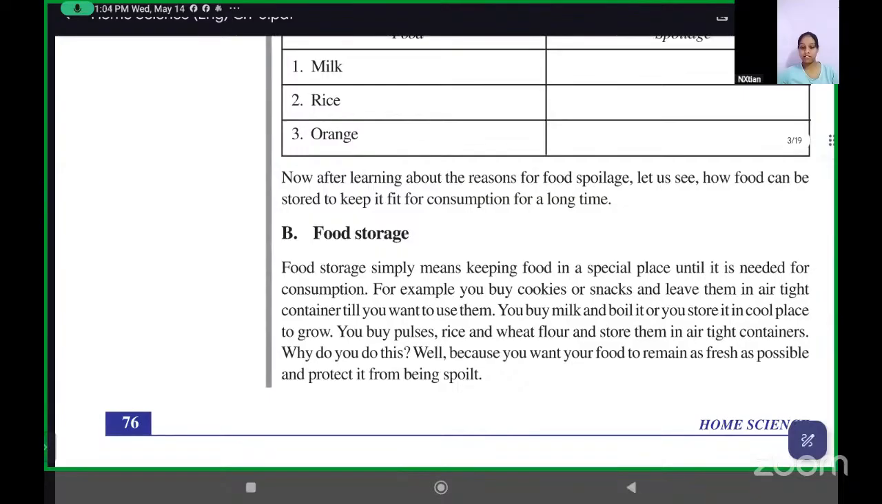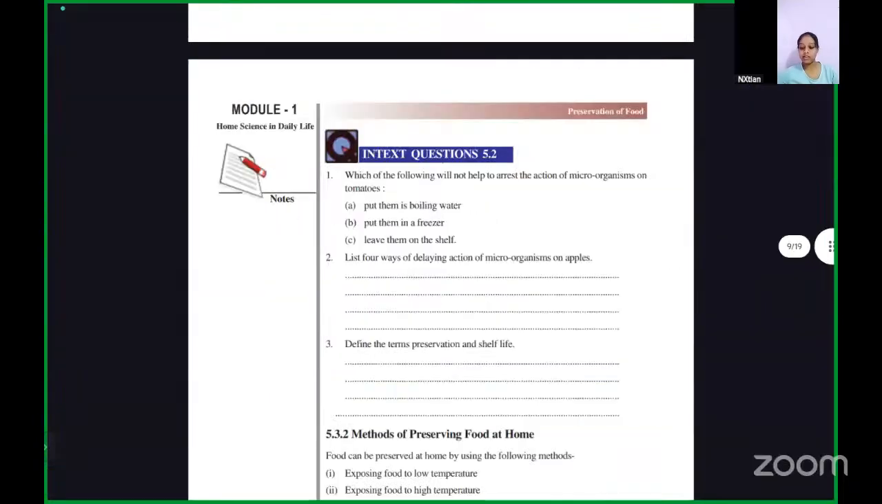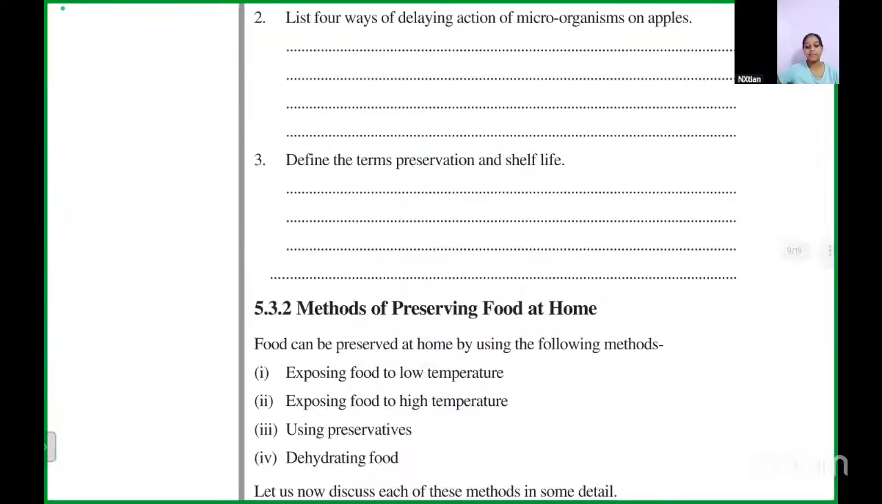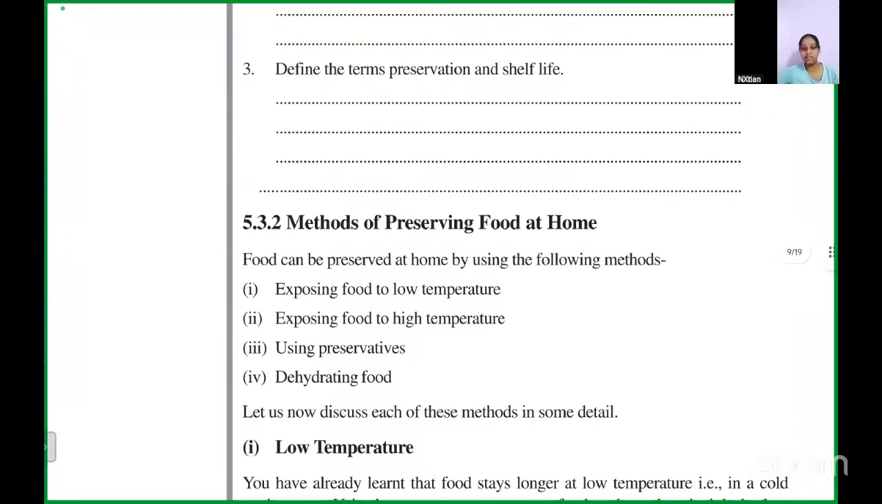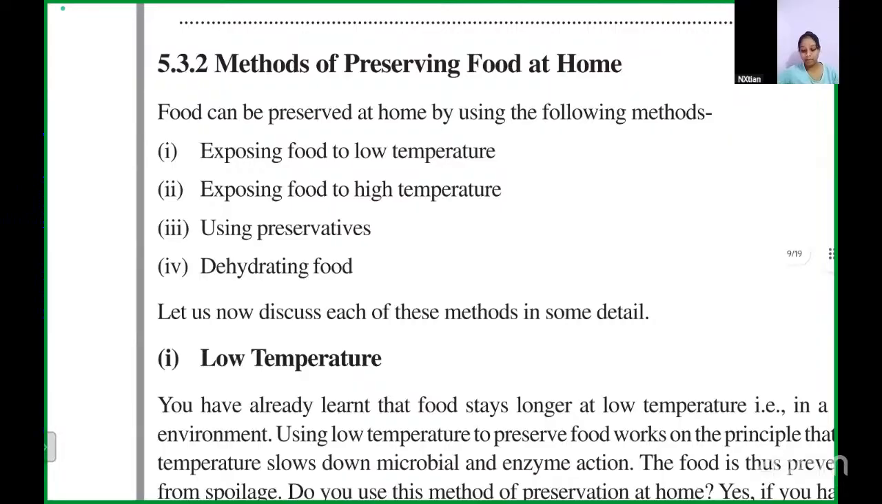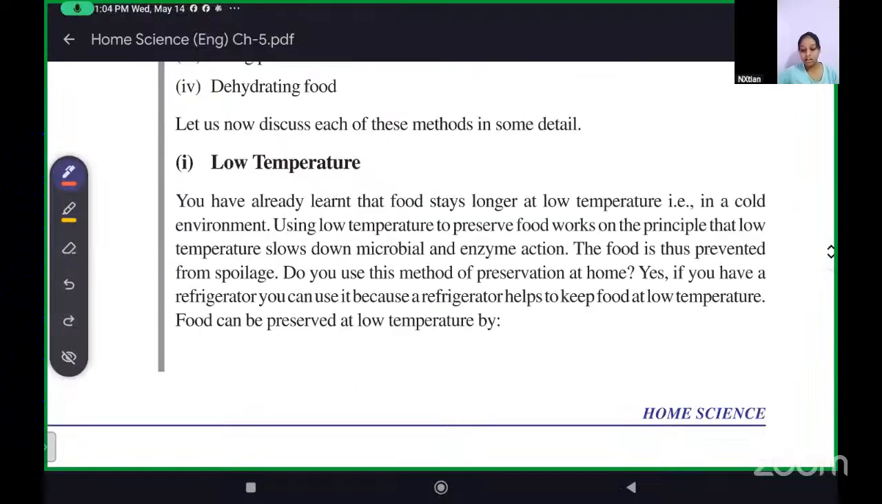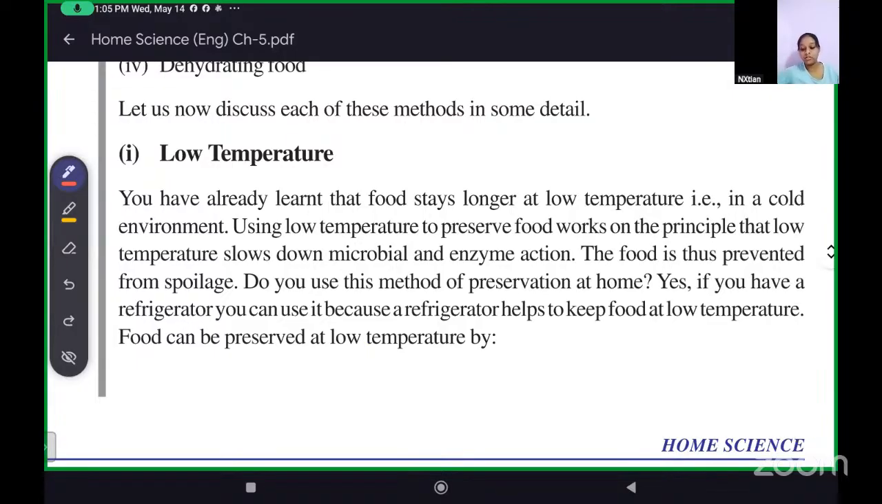Okay. Low temperature. That is lowering the temperature of food. We have already learned that food stays longer at low temperature, that is, in a cold environment. Low temperature to preserve food works on the principle that low temperature slows down microbial and enzyme action. Okay, means the action of microorganisms and the enzymes is slowed down when the food is stored in a low temperature.